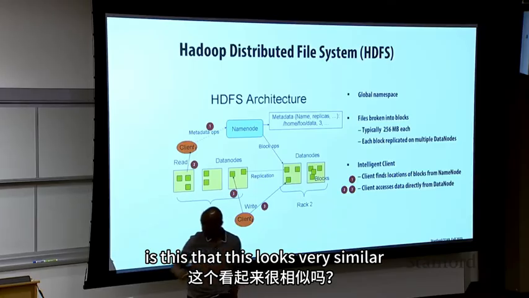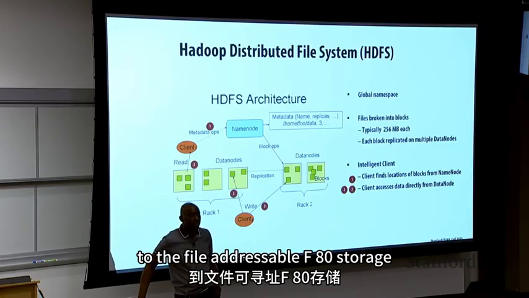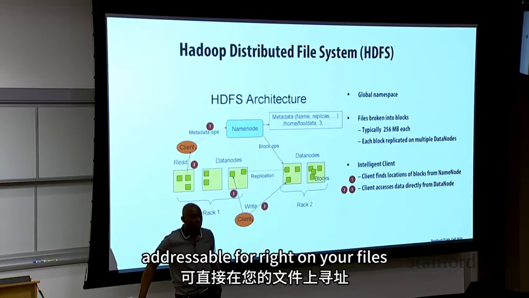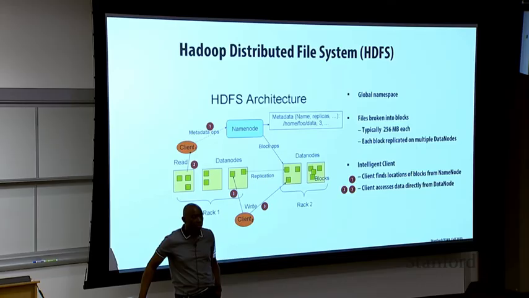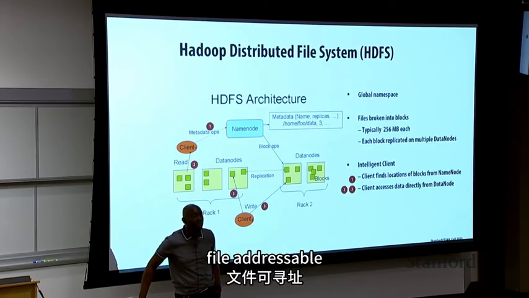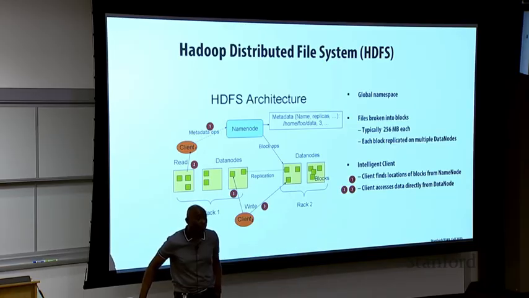This looks very similar to the file address table, FAT, storage method. You have an address table for where all your files are, and then you go look at it. Is it very similar, or are there other differences? Yeah, it's similar. Yeah, but it's distributed.